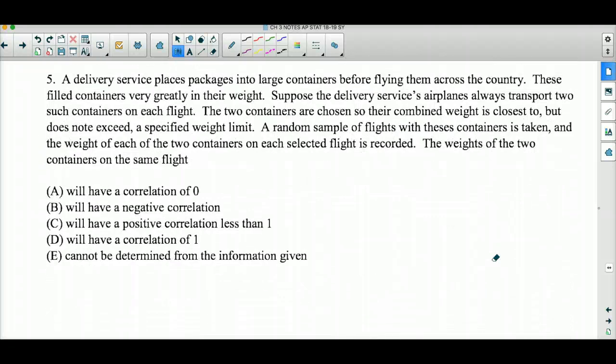All right, number 5. A delivery service places packages into large containers before flying them across the country. I'm going to give you a second on this one because I really like it, and I think I like it because I had to think really hard about it.